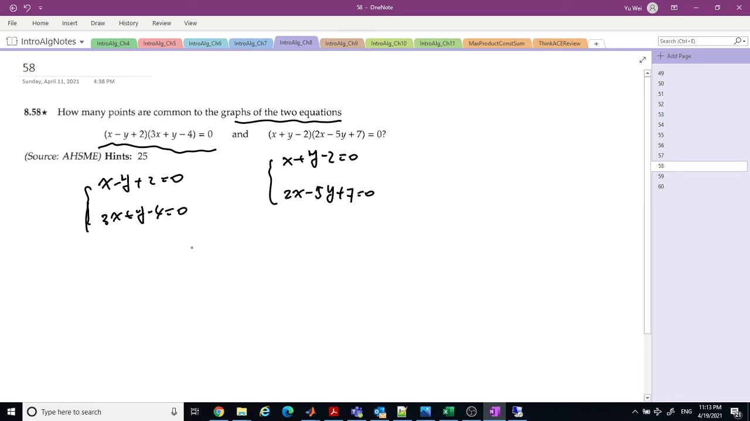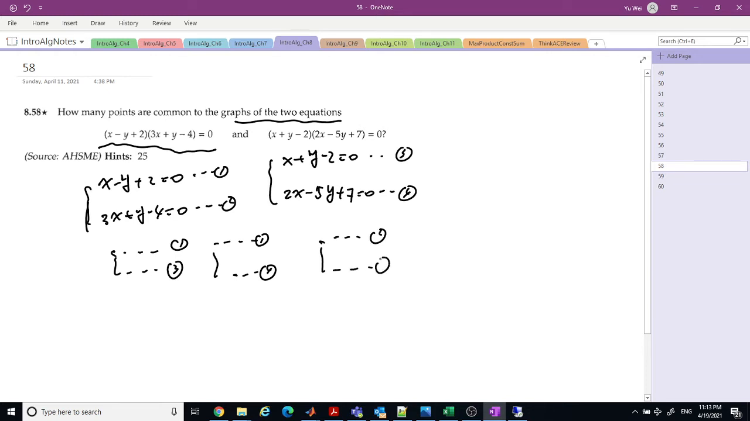So you can number them 1, 2, 3, 4. Basically we try to construct 1 and 3 having a crossing point, 1 and 4, then 2 and 3, and 2 and 4. After solving these, you will see all the crossing points A, B, C, D are different. So the answer is 4.